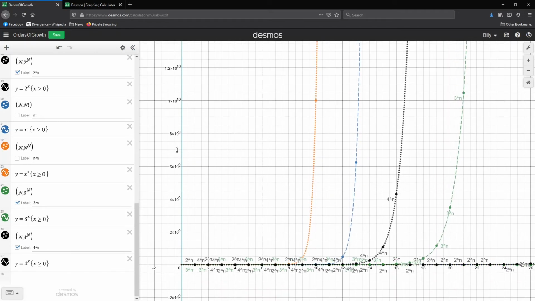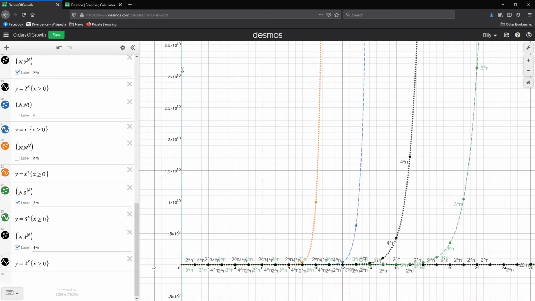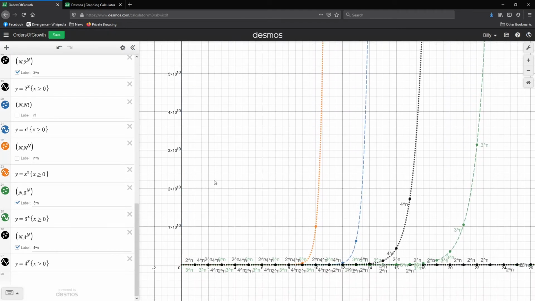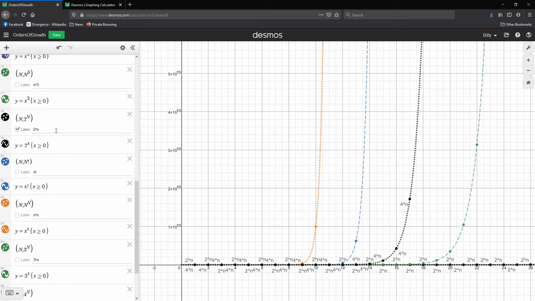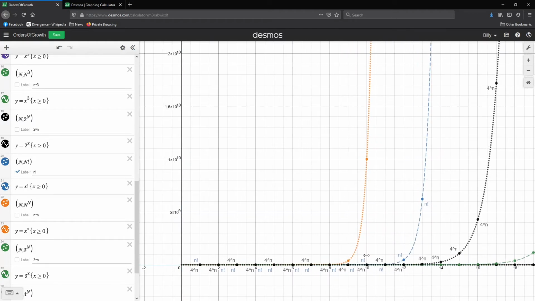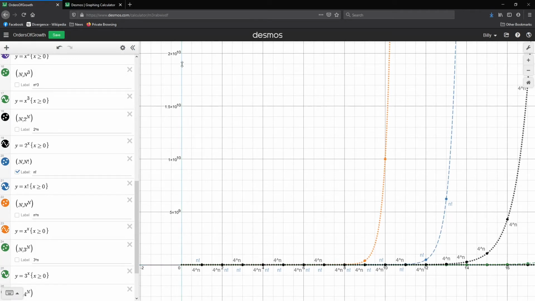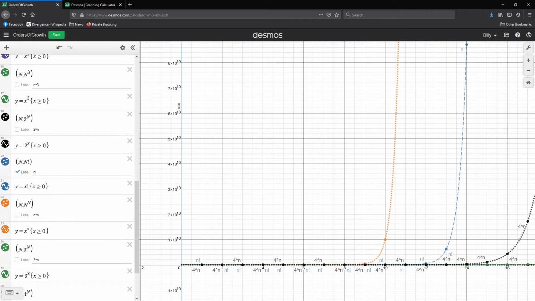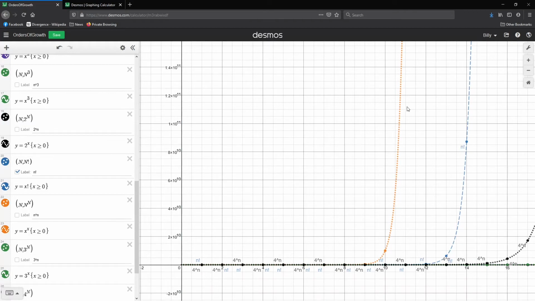And all of these exponential functions are in turn being strictly dominated by the function n factorial, which is this blue function right here. And the n factorial function itself is being strictly dominated by this orange dotted function right here, which is the function n to the n.